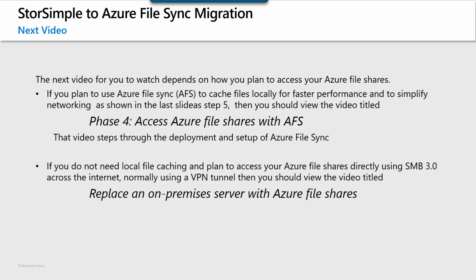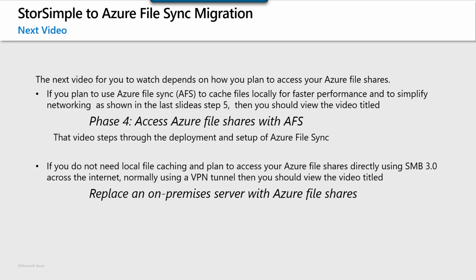If you plan to use Azure File Sync to cache files locally for faster performance and to simplify networking, as shown in the last slide as step 5, then you should view the video titled Phase 4, Access Azure File Shares with AFS. That video steps you through the deployment and setup of Azure File Sync.